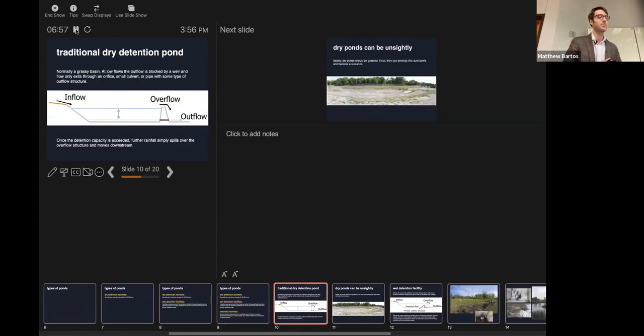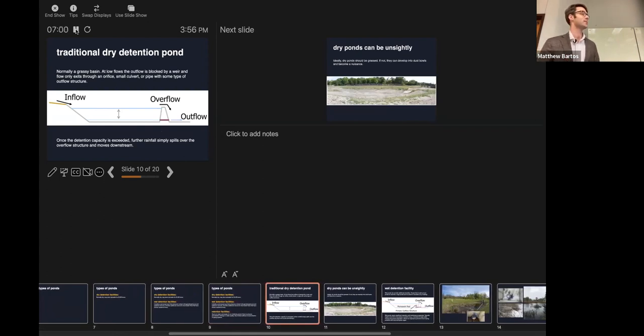Okay, so let me go through just a couple pictures conceptually of what these look like. So this is a traditional dry detention pond. This would be empty most of the time. It's just a big storage element, a big pond. You have some inflow coming in. You have an outflow structure, which would be like a pipe, a culvert, or an orifice. And you have some overflow structure in case of a very large storm event that may overwhelm the outlet structure. That would usually be a spillway. And as we mentioned before, the primary purpose of this structure is to reduce peak flows, reduce downstream erosion, prevent flooding and that sort of thing.